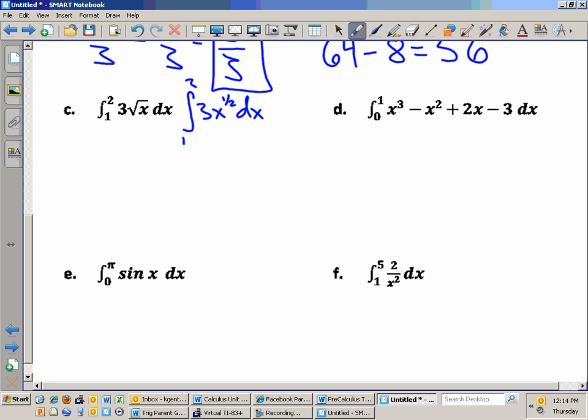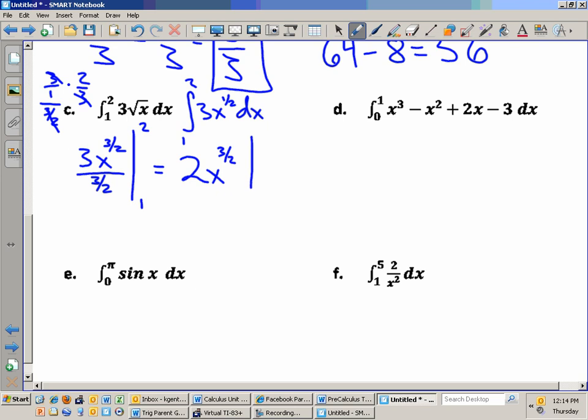And so what is the antiderivative of that? 3x to the 3/2 over 3/2, evaluated at 2 and 1. So if you take 3 and divide it by 3/2, you get 2. Right? 3 over 1 divided by 3 over 2, multiplied by the reciprocal, and you get 2 over 1. So this is actually equal to 2x to the 3 over 2 evaluated at 2 and at 1.